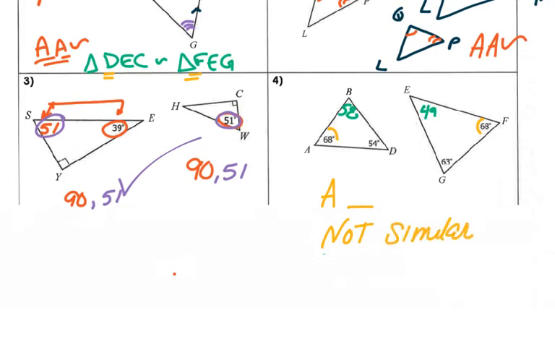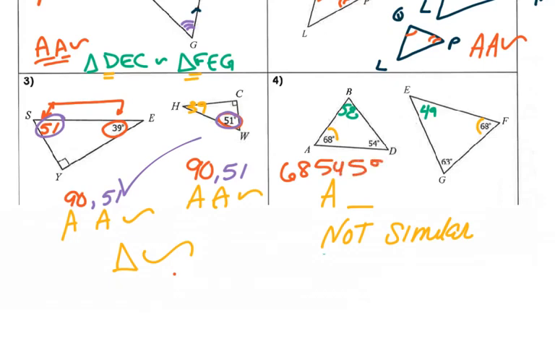So again, compare this to number 3. When we found those angles, we found two pairs of angles that were congruent. So we can say that these triangles are similar in number 3. But for number 4, you can see one triangle contains 68, 54, and 58. And the other triangle contains 49, 63, and 68. And having just one pair of angles is not going to cut it.